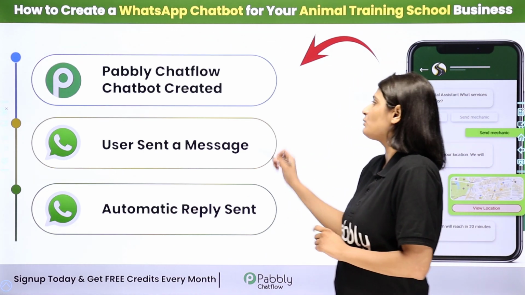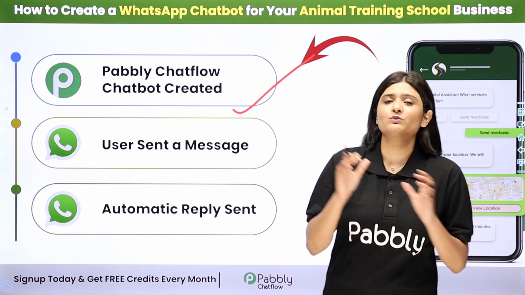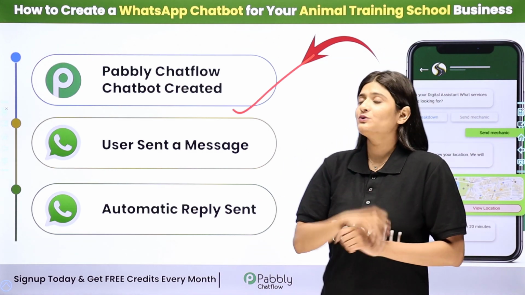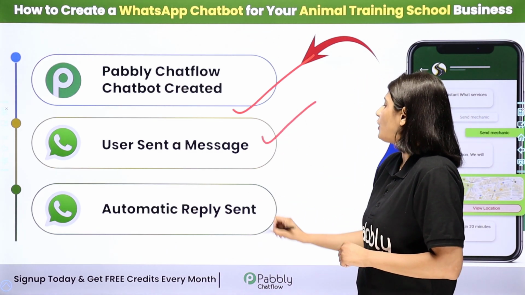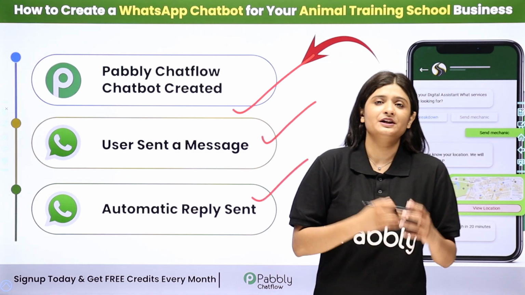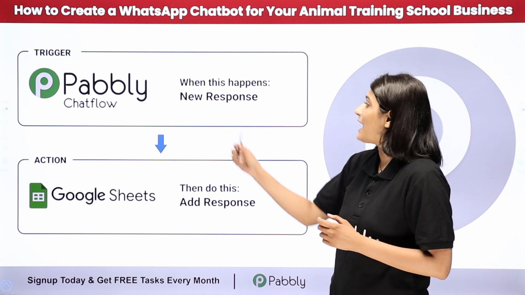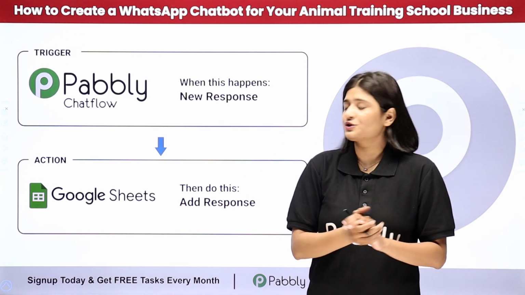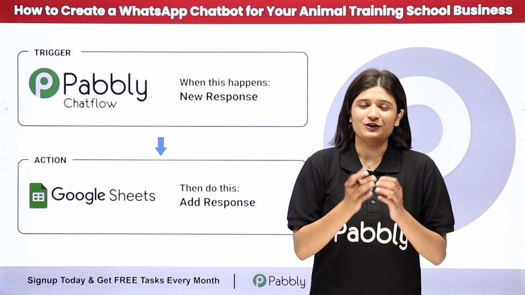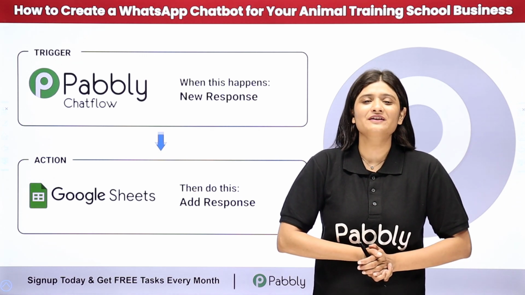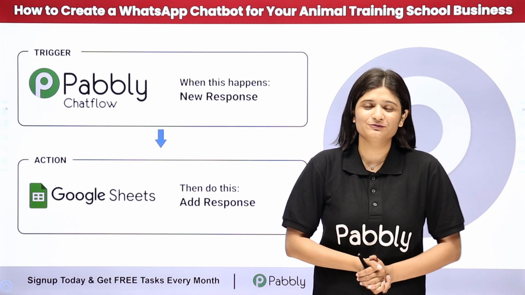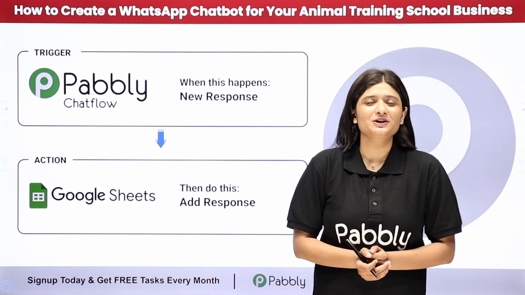Now with the help of this WhatsApp chatbot, when a user sends me a message, the reply will be sent to that user automatically. And with the help of this Pabbly Connect integration, I'm going to add all the responses sent by this user to my Google Sheet spreadsheet. Now if you want to learn the step-by-step process of how you can create this WhatsApp chatbot with the help of Pabbly Chatflow, then let me take you all to my screen.